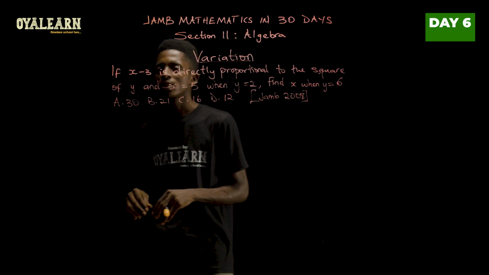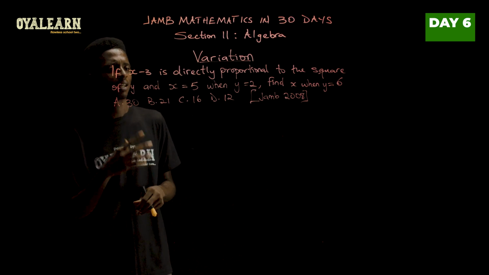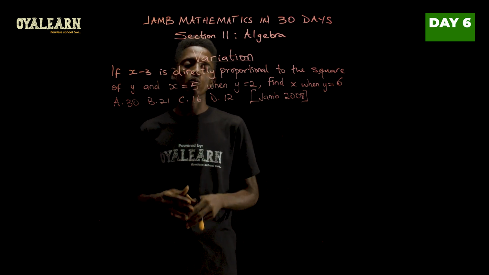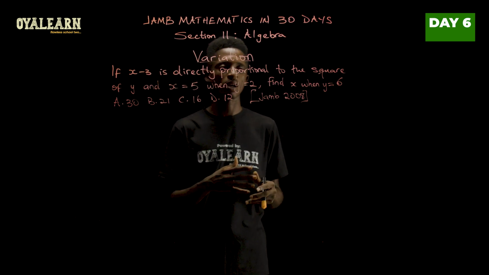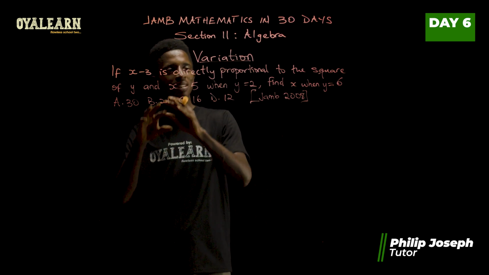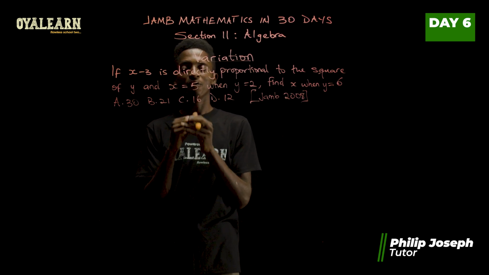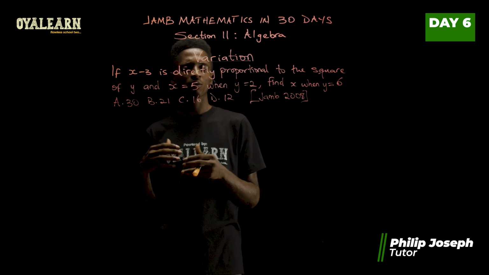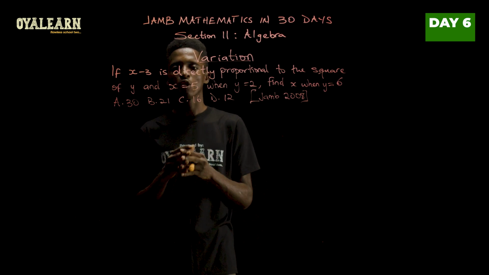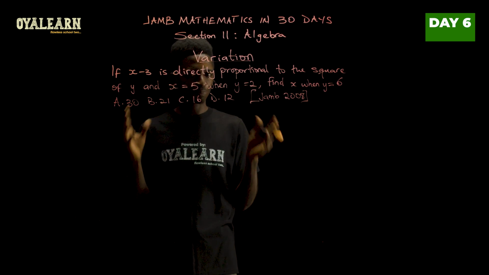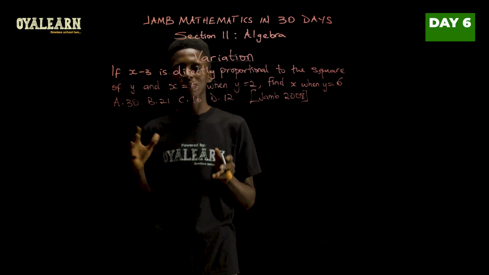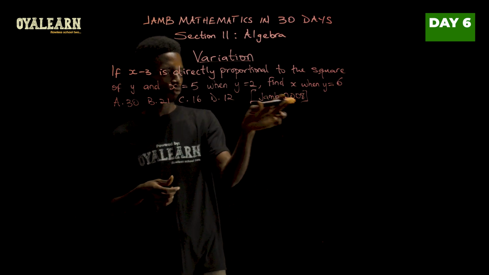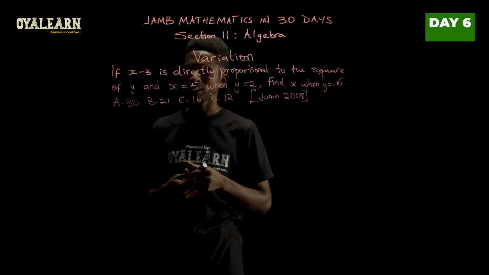This question says, if x minus 3 is directly proportional to the square of y, and x is 5 when y is 2, find x when y equals 6. This is a direct variation problem. Once again, for fuller understanding of variation, check out our videos on variation, where it is properly explained and every detail is given. However, let's solve this problem as Jamb expects. Note that this is from Jamb 2008.